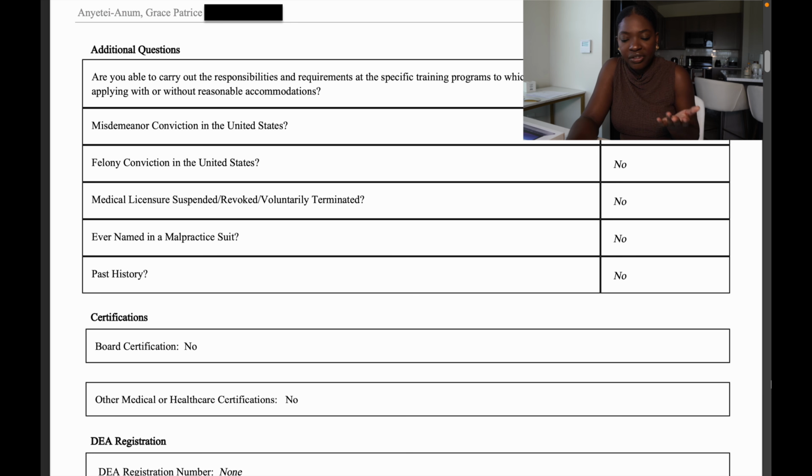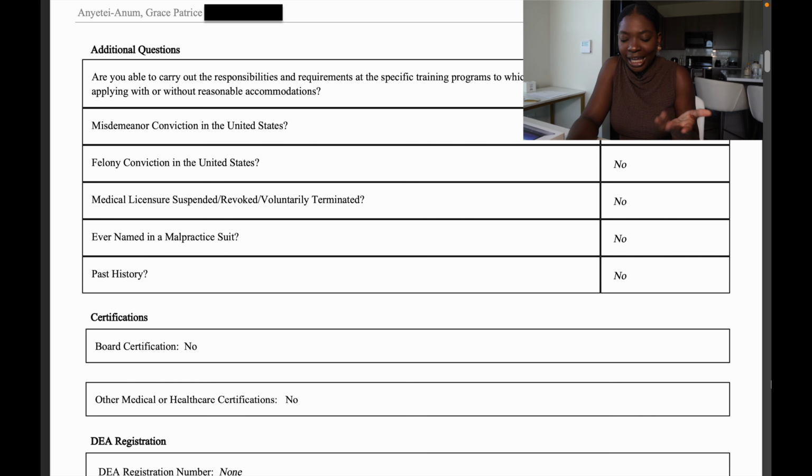Yes or no. It's very simple. For me, I put no. Other medical or health certifications, I didn't have any as of the time I was applying, so I put no. The next thing is a DEA registration, which is funny because back then when I was applying, I didn't know what that was. So it was a definite no for me.